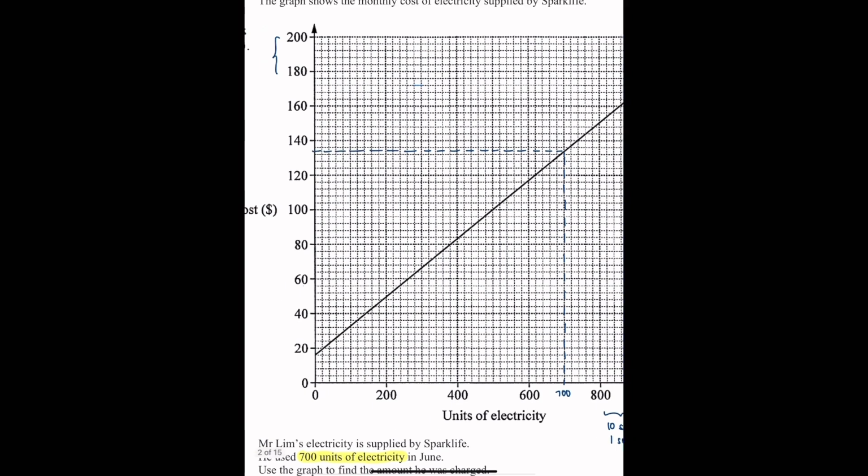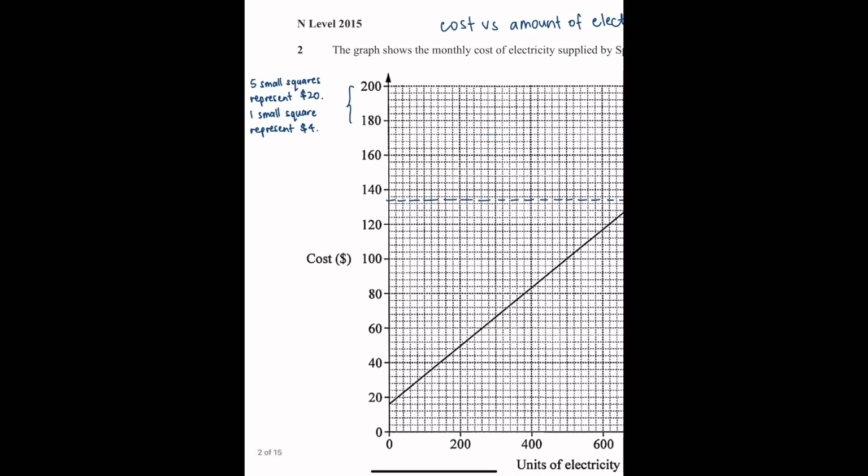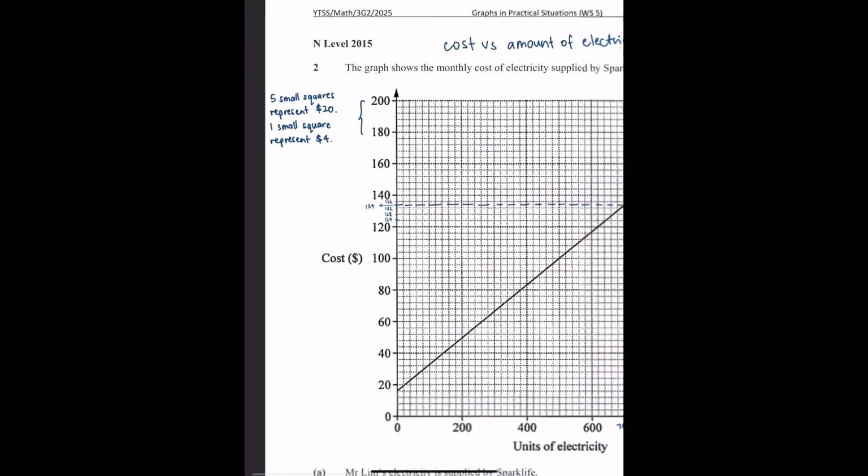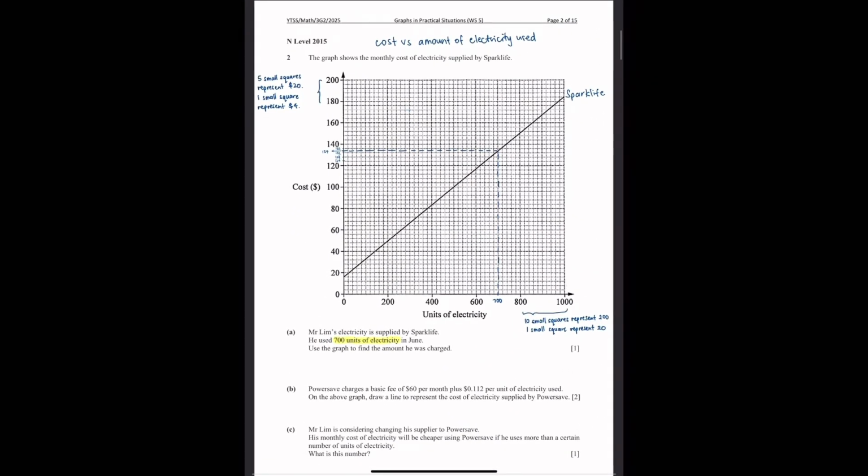Okay, right over here. Just now I mentioned that one small square represents $4 for the vertical axis. So 124, 128, 132, 136. The dotted lines actually meet between 132 and 136, which is 134. Let me just put an arrow here. 134. So the answer for part A will be, from the graph, $134.